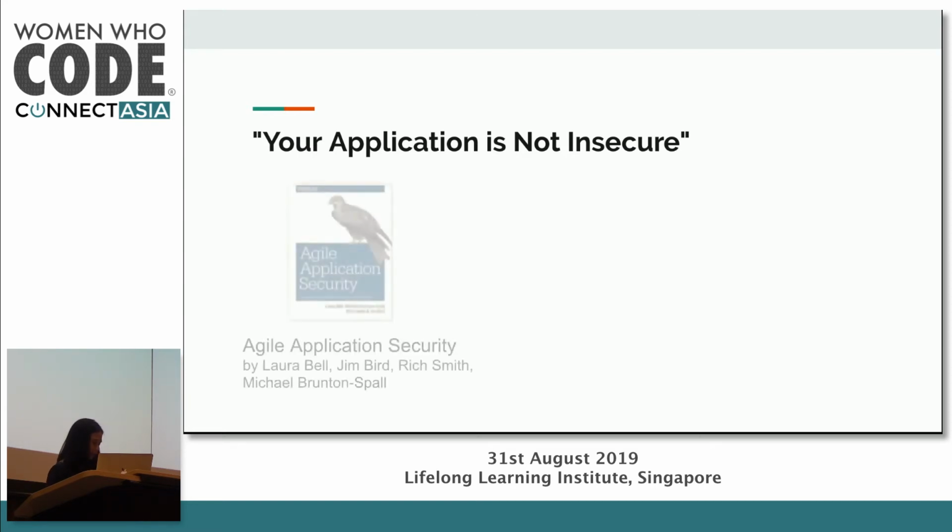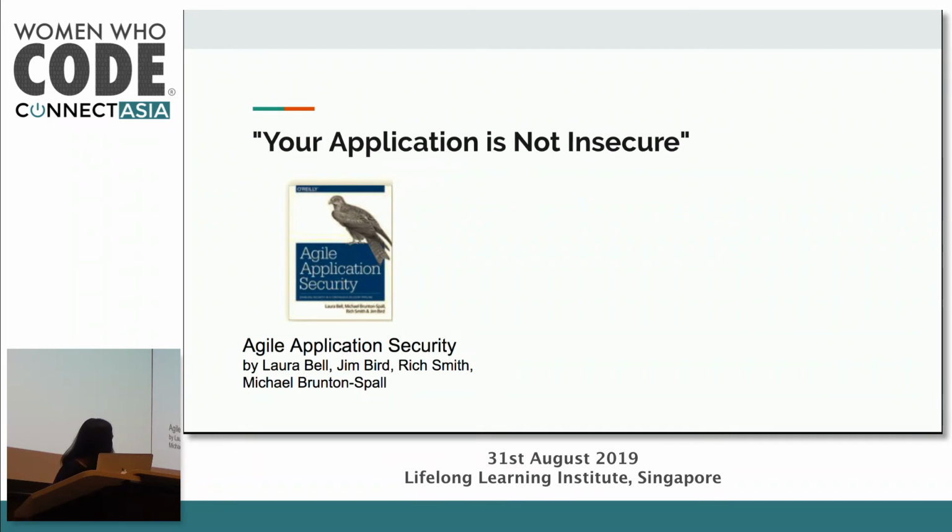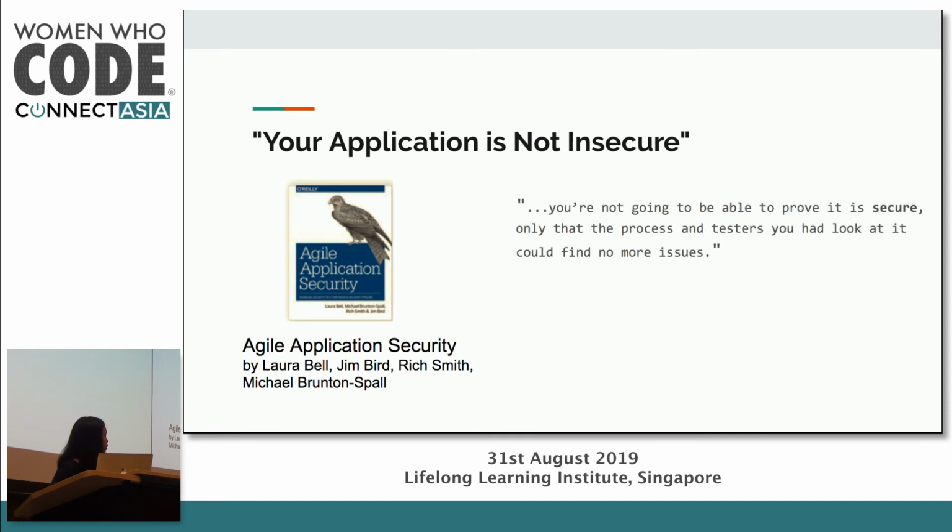One of the books I've started reading is Agile Application Security. It's a question of how can security keep up with the evolving software development methodology that we use right now. So we have to rethink how we view security and software development. With that, I would like to end with this quote: you're not going to be able to prove it is secure, only that the process and testers you had looked at it could find no more issues.